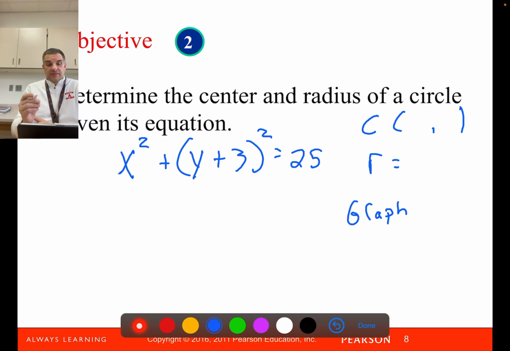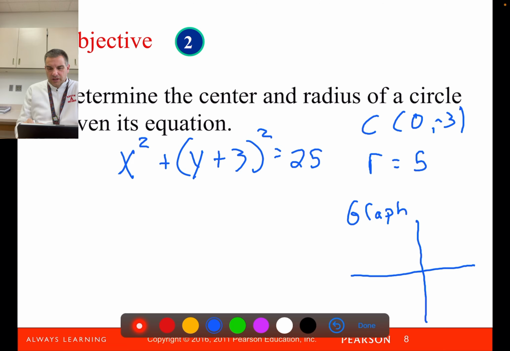Okay, there's nothing added to the x, so my x value is 0. For y, the opposite of what I see is -3. Radius squared is 25, so r is equal to 5. For a sketch of the graph, you put a dot at 0, -3, which is right there. It has a radius of 5, so I go up 5 and put a dot, and then draw the best circle I can, which is ugly. On your assignment for today, there will be graph paper, so you'll be able to use that in this type of situation.